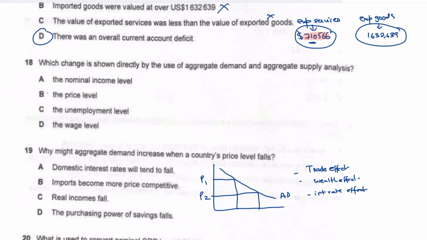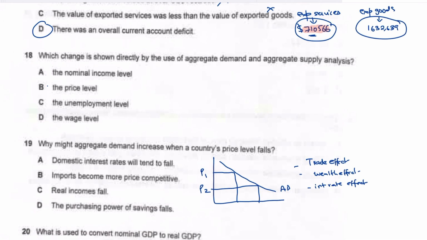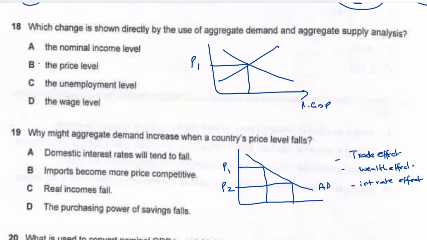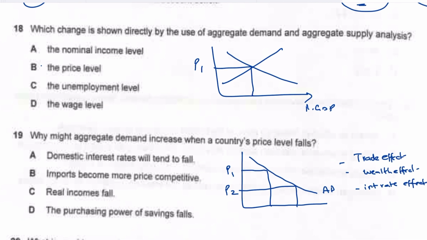Question 18 says, which change is shown directly by the use of AD and AS analysis? Aggregate demand and aggregate supply analysis tells us two things. It gives us changes in the price level and changes in the real GDP. So if AD/AS changes, definitely we could figure out what the price level is and what the real GDP, or the real incomes, are. Nominal incomes is the incorrect answer because we get the real incomes. Price level is the correct answer because it gives us the price level on the y-axis, right?